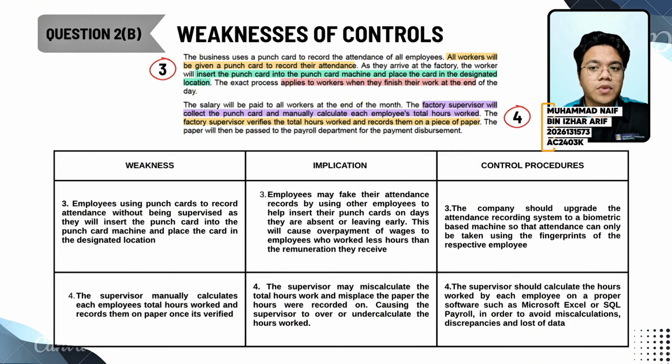For weakness 4, the supervisor manually calculates hours and records them on paper. This opens the door to human error, miscalculations, lost papers, or even intentional manipulation of hours. The recommended control here is to use proper software, such as Microsoft Excel or an SQL payroll system, to automatically calculate and store hours worked, reducing errors and preventing data loss.